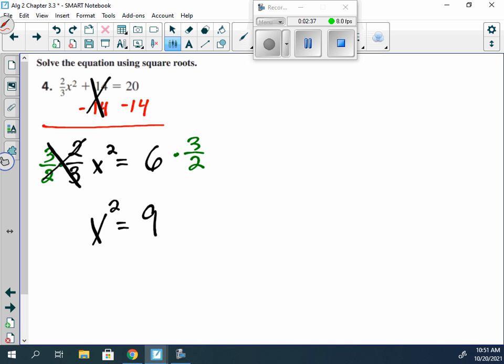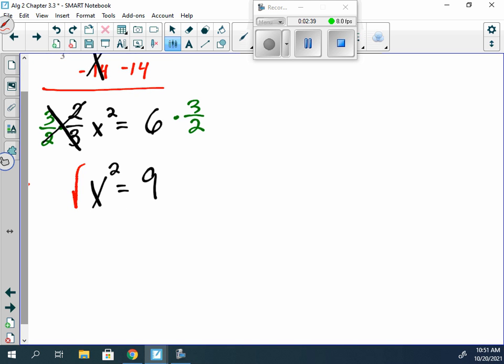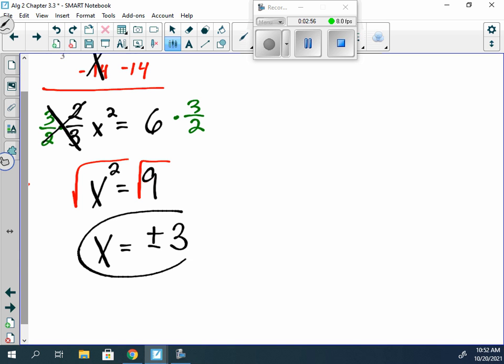And last but not least, what do we need to do? Square root both sides. Now the square root of x squared equals, almost, positive or negative 3, the plus or minus 3. Is negative 3 squared? Negative 3 times negative 3 is positive 9. 3 times 3 is still positive 9. We could have it both. Questions on this here?